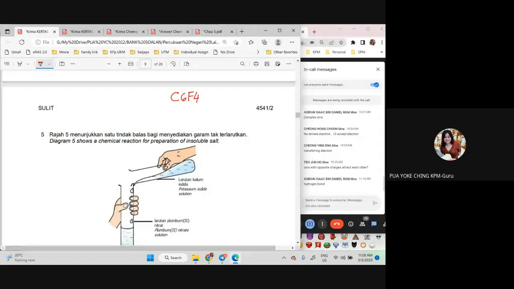Okay. Basically, chapter 6 form 4 can be divided into 2. The first part is on your acid and base. Okay. The second part is on your salt, garam. So we focus on acid base first.